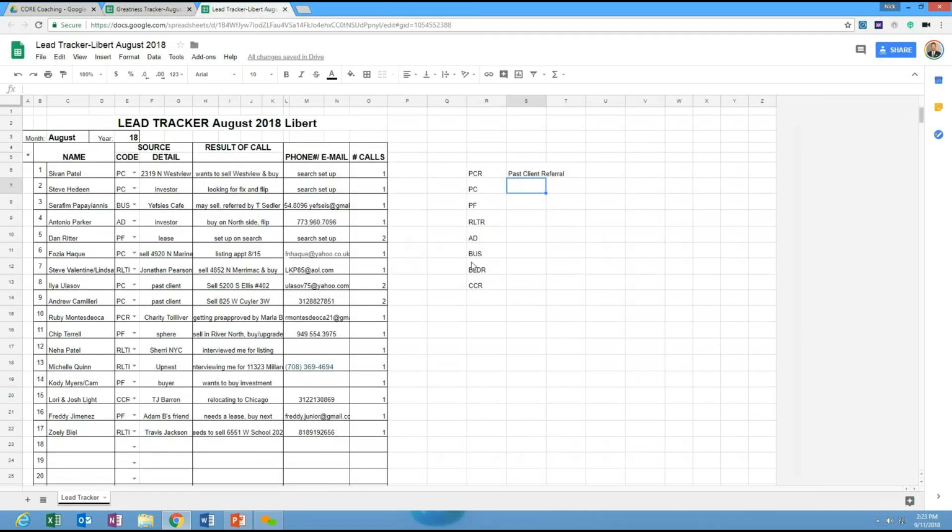Past client referrals. PC, past client. So if a past client's sending you business of other people, they darn well better be sending you their own business too. Past client, that should be an easy source of business. They liked you. Most real estate agents, when we do surveys of the National Association of Realtors, get good reviews from their past clients. But guess what? Then the past client never hears from them. Less and less are they likely to refer you or even give you their own business if you're not contacting your past clients. PF, personal friend.